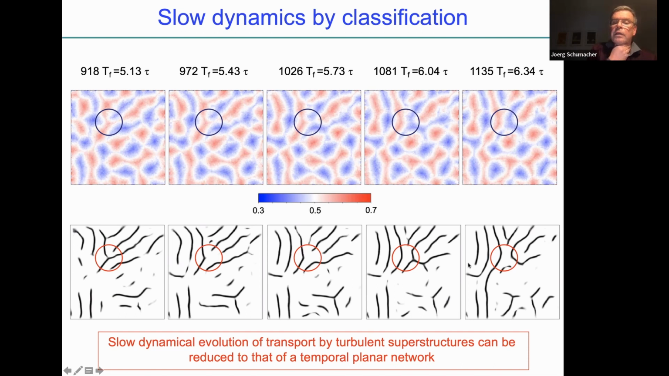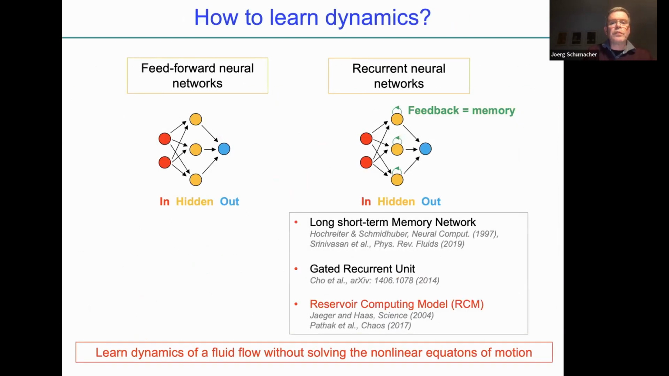And we are currently also trying to build a dynamical network model that basically reduces the global transport and its variability to such a simplified structure. Let me come to the dynamics.